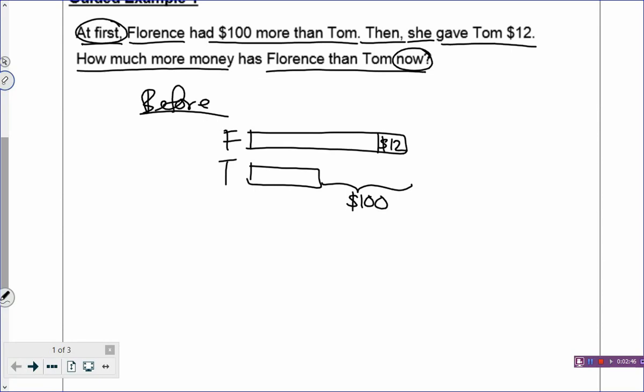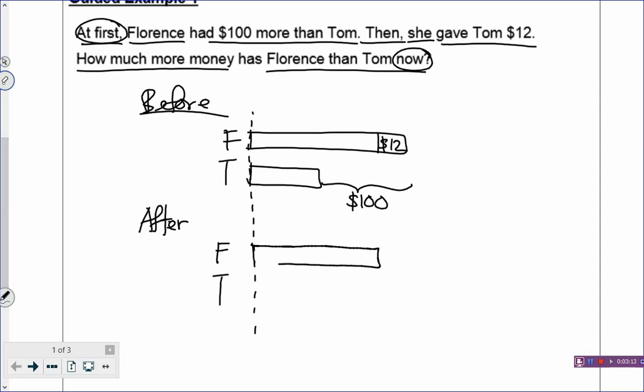Alright, okay, now we're going to draw the after model. So what happened in the after model? So you have Florence and you have Tom again, and it's a good habit to always start your drawing at the same dotted line. Alright, so you don't want to slant your model, so everything must be aligned. All your rectangles that you draw must be aligned. Alright, so Florence will have less money by $12. So I'm going to draw her rectangle, which is a bit shorter now.